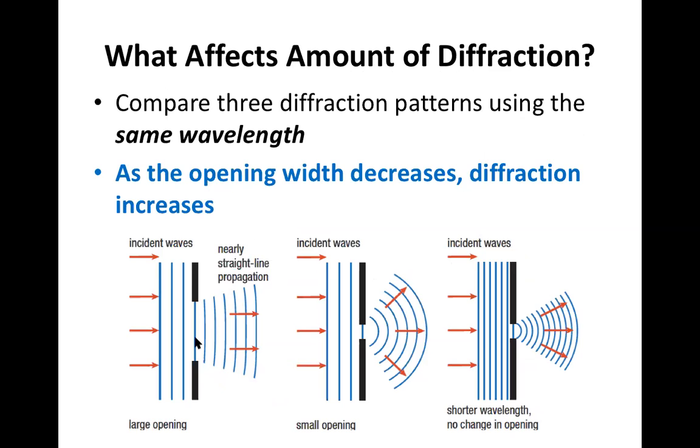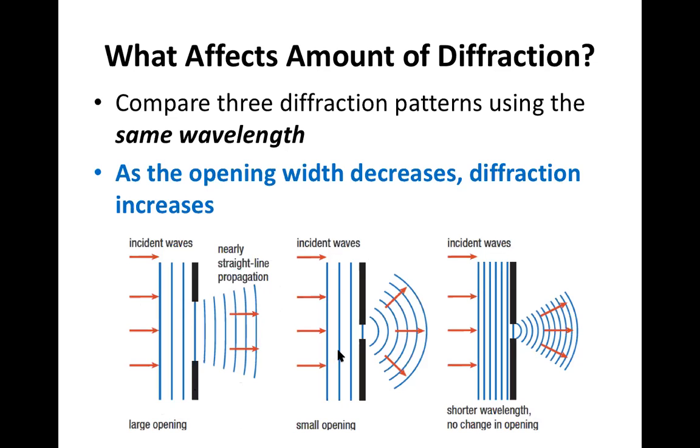So here we have a wide opening, and this time the wave source is on the left side, so the wave ray is coming to the right. When we have a specific wavelength and the width is very big compared to that wavelength, there's nearly straight line propagation. They're almost parallel lines, just slightly curving on the sides. If there was a radius of curvature, it's a really big radius.